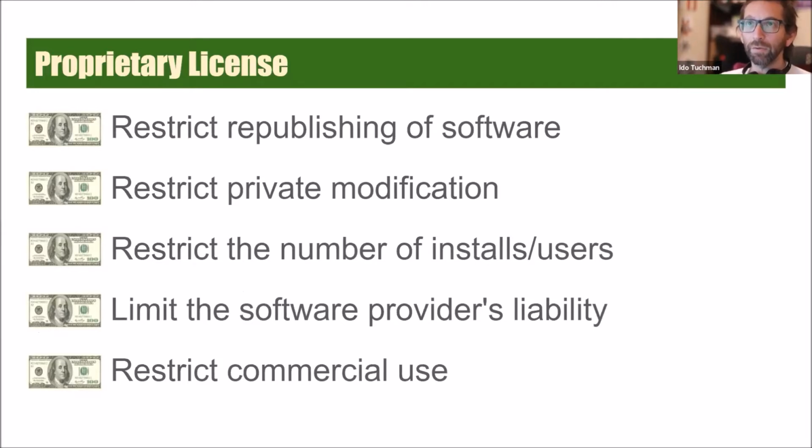Usually you don't even get the source code. You get like the object code or a minified code, and they don't want users to see how their secret sauce, their source code, works. Typically these proprietary licenses restrict republishing of the software, like copies of the software. They don't allow you to modify their software. They usually restrict the number of installs, the number of users.